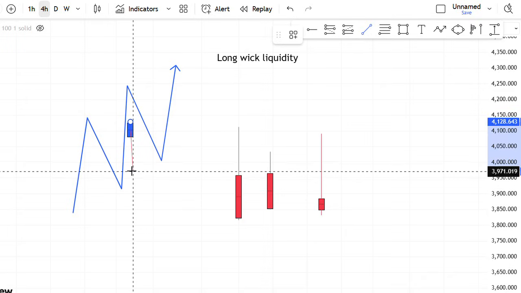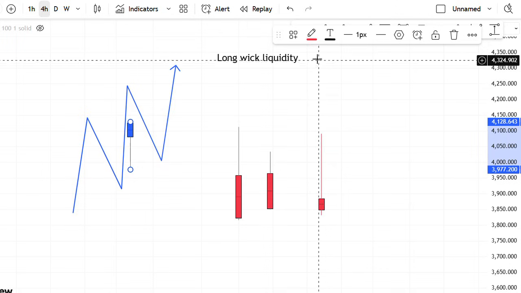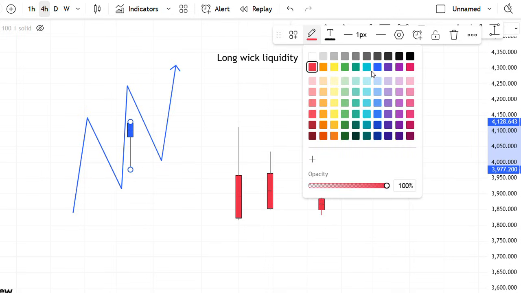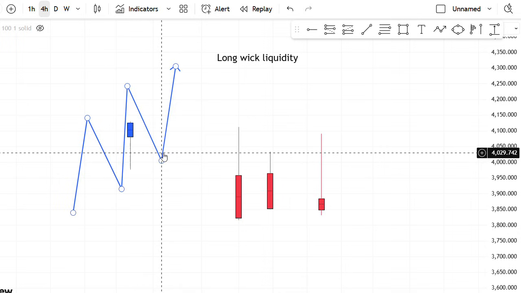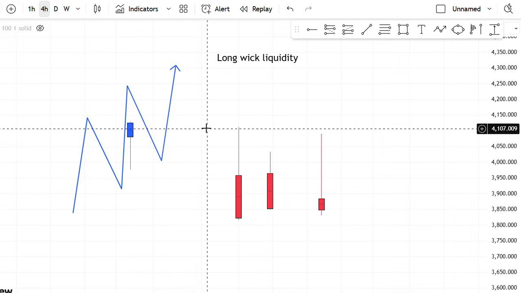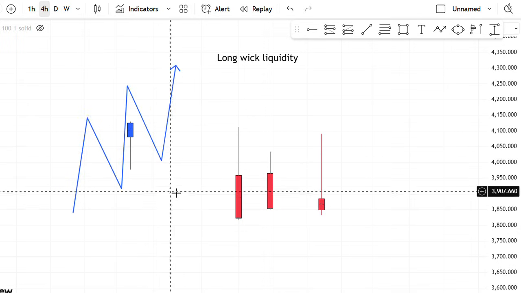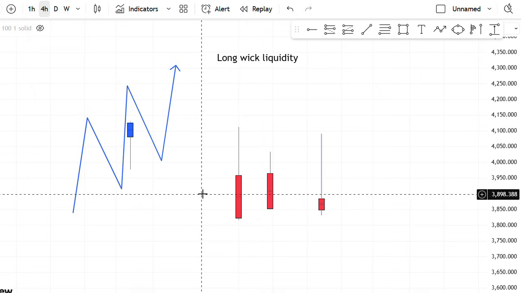In this part of the market, don't get confused. Just follow every explanation I'm saying. I'll give you a short example later, but let's look at this one for example. Like I said, before using a long wick liquidity, you have to know the trend of the market. Is the market going up or going down? That's what you should know.